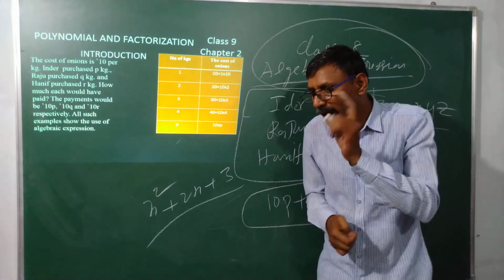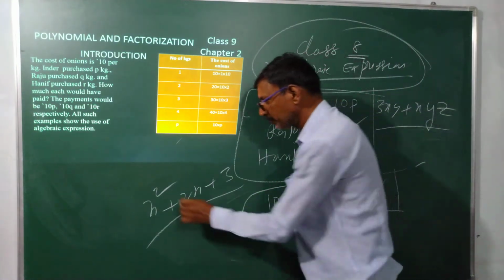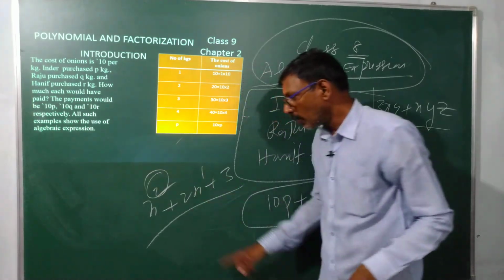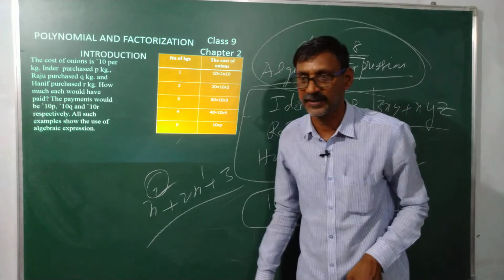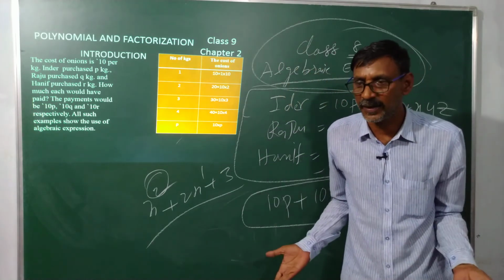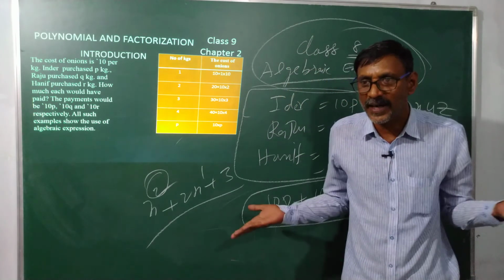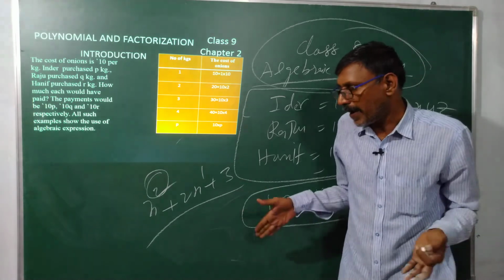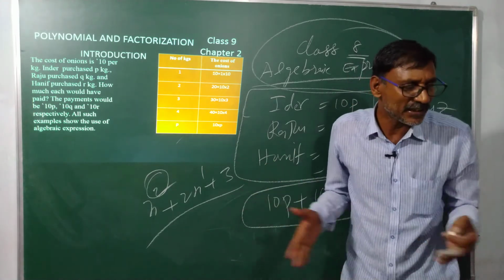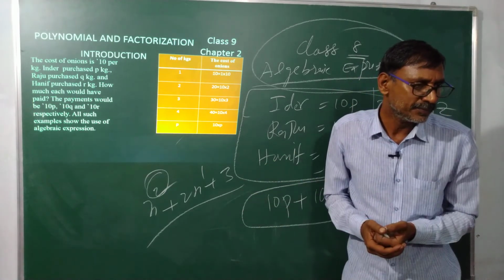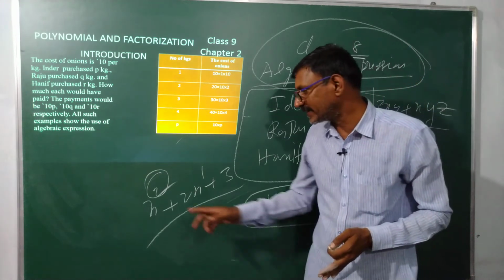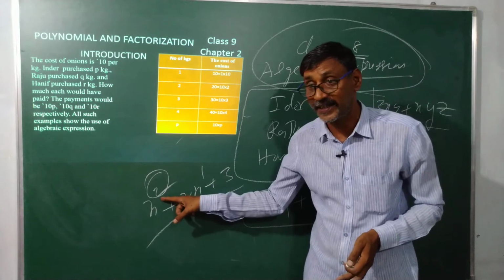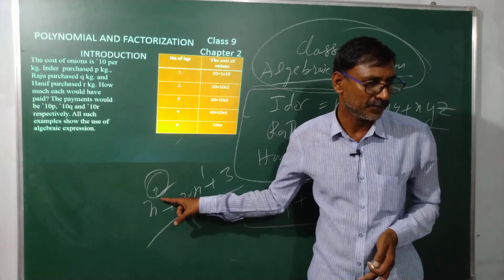By observing these polynomials, the powers are positive integers. This is also called non-negative integers. Non-negative integer is nothing but positive integers. Am I clear or not? So a polynomial consists of terms with positive integer index, positive integer index, positive powers.